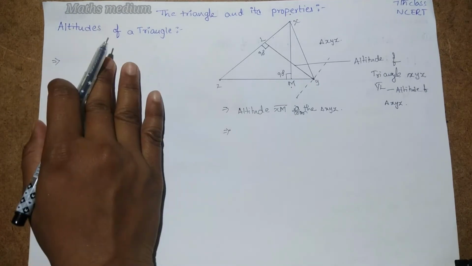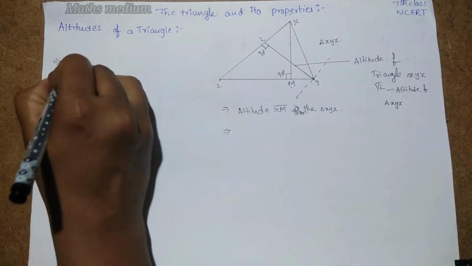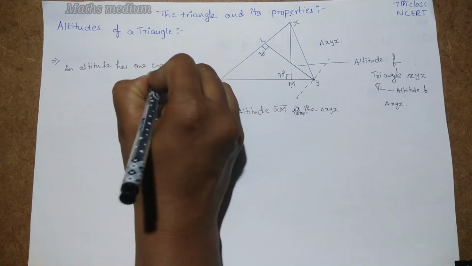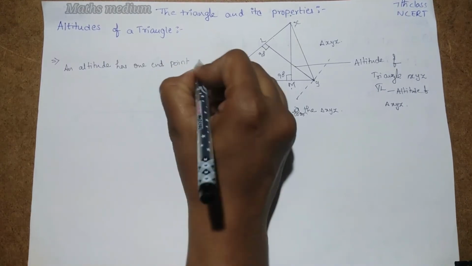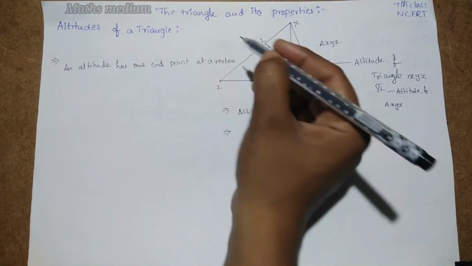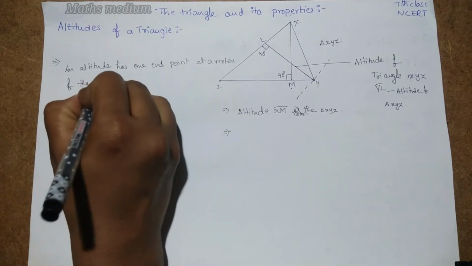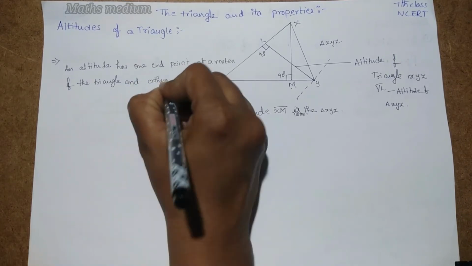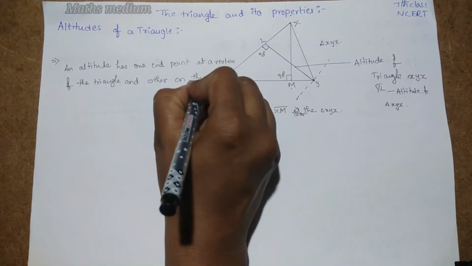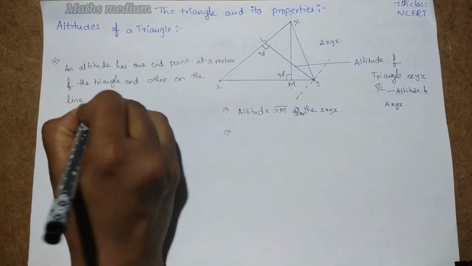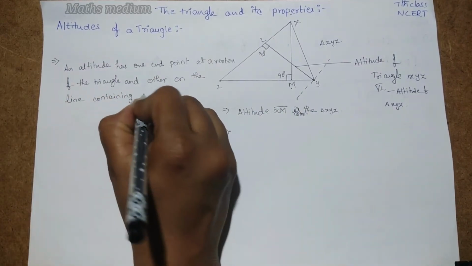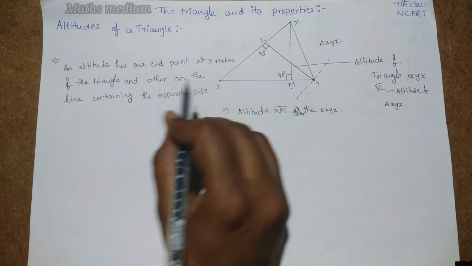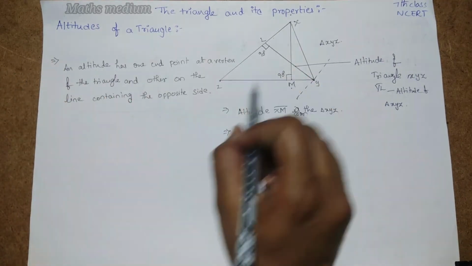Here I am writing the definition of the altitude of a triangle. An altitude has one end point at a vertex of the triangle and the other on the line containing the opposite side. We can draw an altitude through the vertex and the opposite side.